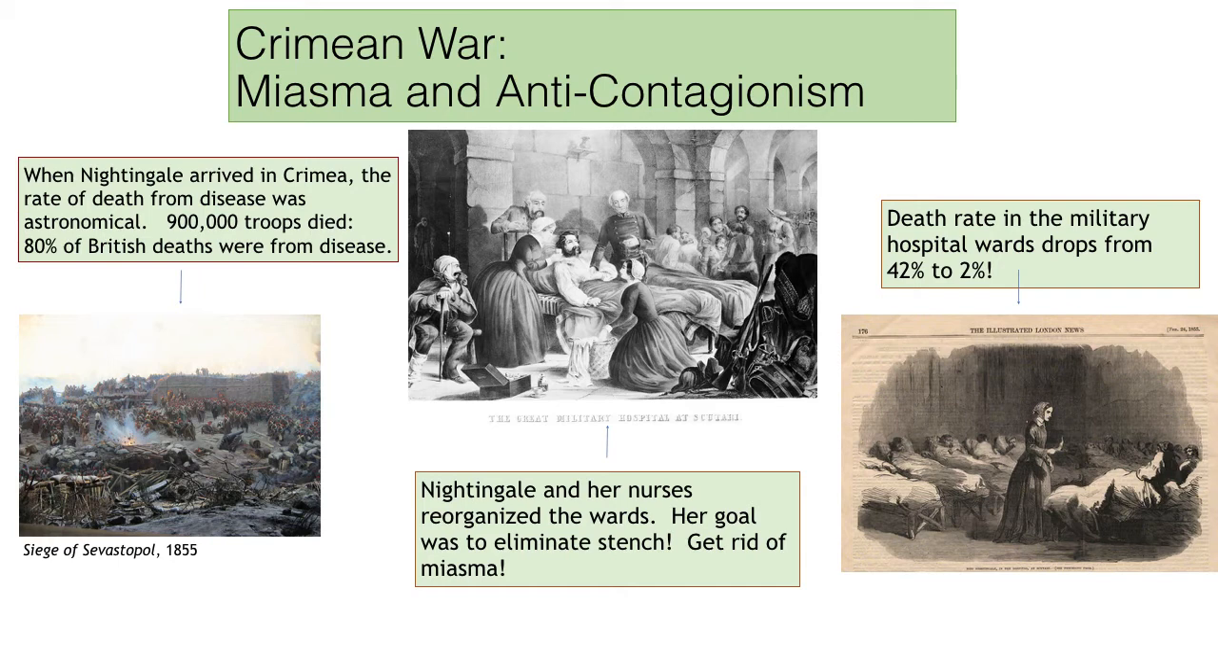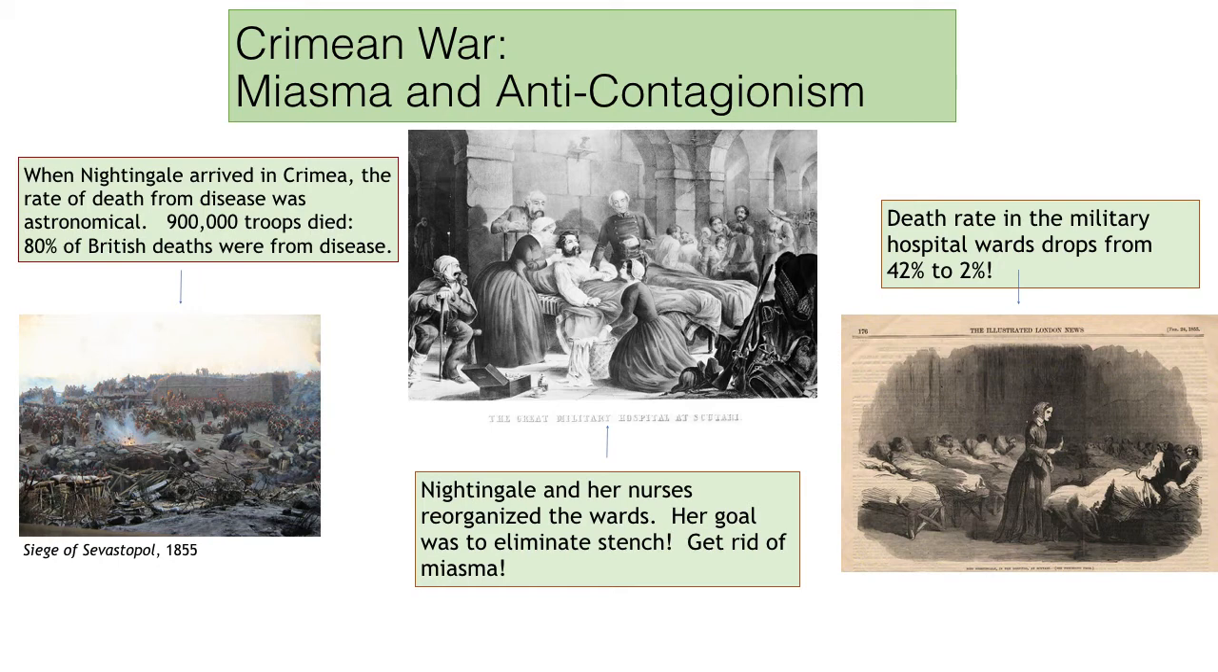Her main goal was to eliminate miasma, which she viewed as the main cause of disease and death. To do this, she instituted the same reforms that she had advocated for in London. She opened up large wards with fresh air, insisted on hand washing, and had the army dig new latrines at a proper distance from the camps. Again, thinking about stench, not about germs.